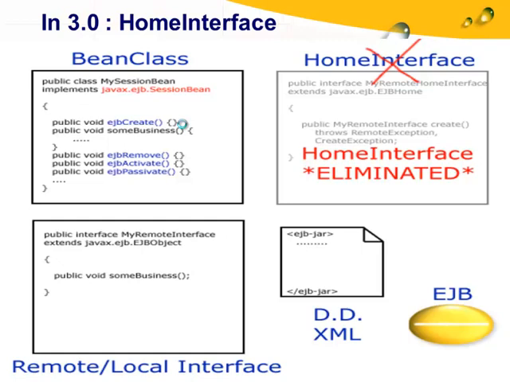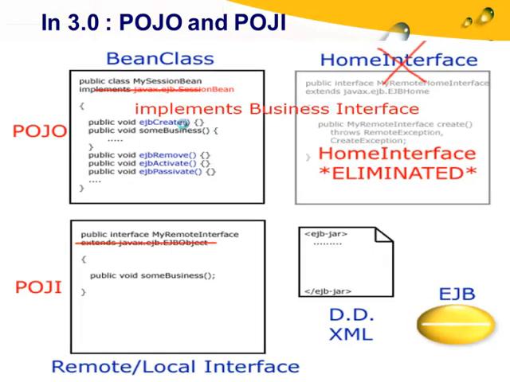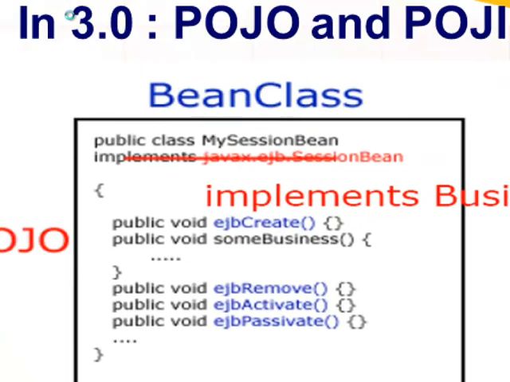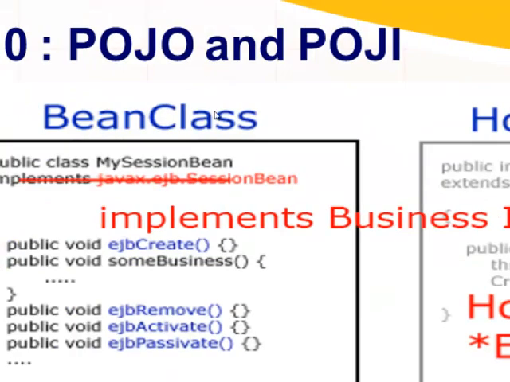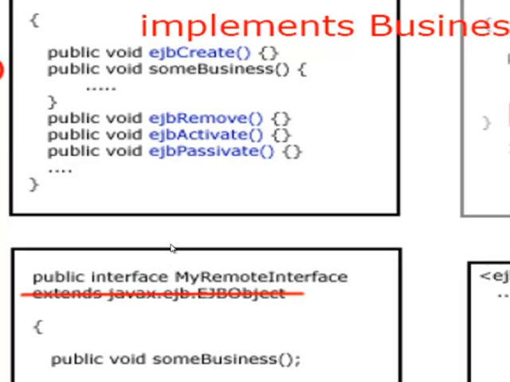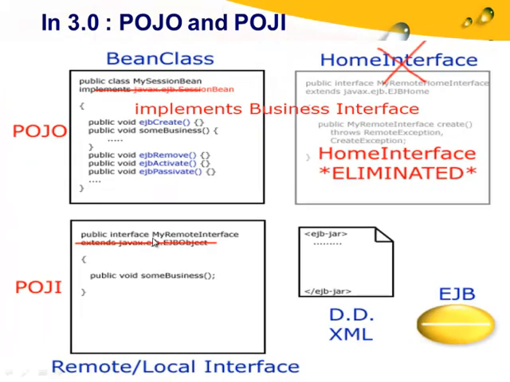Then they said, okay, you don't implement anything. You don't extend your bean from this session or EJB object. Don't worry about our classes, we will take care of it. So you just write a plain Java class that any Java person is supposed to know. Any ordinary class, how you write it, you just write that, and you just write the business method inside it. Don't bother about whether it is javax.ejb, session bean or other thing, that we will take care. So that is directly done.